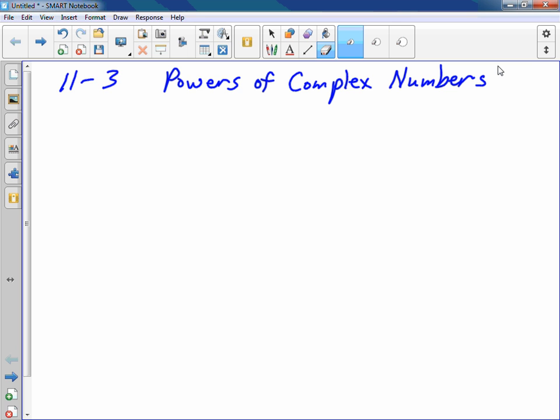So let's jump right into it. At this point, I'm assuming that you've all read 11-3 and worked the examples. I have an example that's not in the book today, so this should be fun.